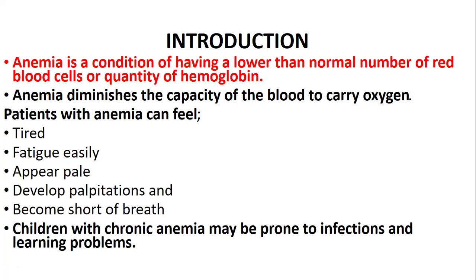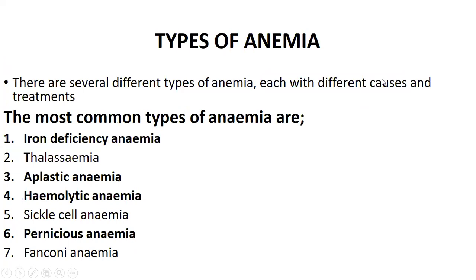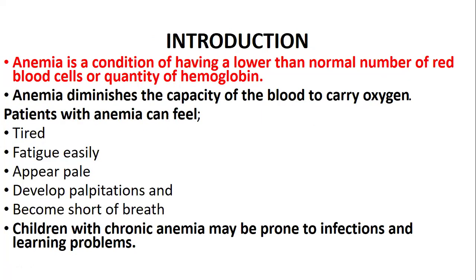Anemia is simply a condition of having a lower than normal number of red blood cells or quantity of hemoglobin. That is what is referred to as anemia. Anemia diminishes the capacity of blood to carry oxygen, and patients with anemia generally will feel tiredness, fatigue, appear pale, and children with chronic anemia may be prone to infections as well as exhibit learning problems.